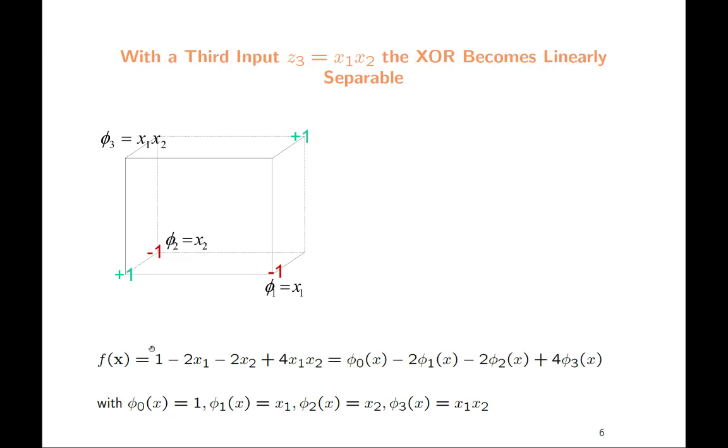And we call these different terms now basis functions. So phi 0 of x would be the constant, phi 1 of x would be x1 as before, phi 2 of x would be x2, and phi 3 of x would be this product x1 x2. And of course we have weights or parameters in front of these basis functions, so it's 1, minus 2, minus 2, plus 4.